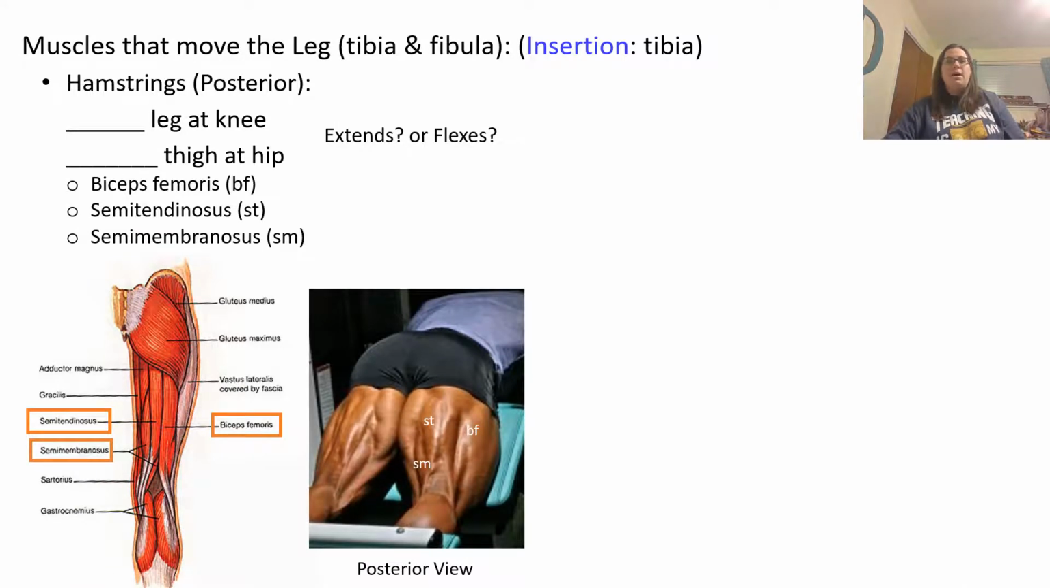Their insertion is going to be on the tibia. They are going to help flex the leg at the knee. They are also going to help extend the thigh at the hip. This is three muscles working together. So these hamstrings are going to be the biceps femoris, the semitendinosus, and the semimembranosus. So these are the three muscles that make up the hamstring, the back side of the leg.